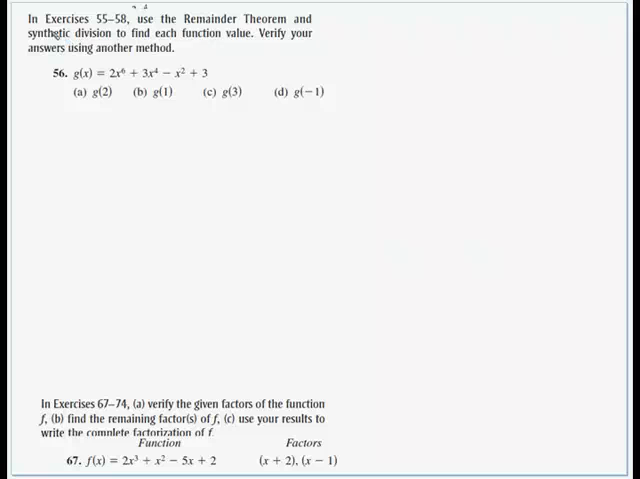Okay, example 56, we're going to do a little remainder theorem. Use that and synthetic division to find each value. Verify your answers with another method. Again, doing 2 of these will be enough. So here we are going to be dividing into this. Let's set it up for synthetic division, taking note of our placeholders.